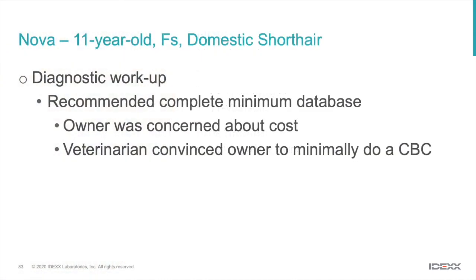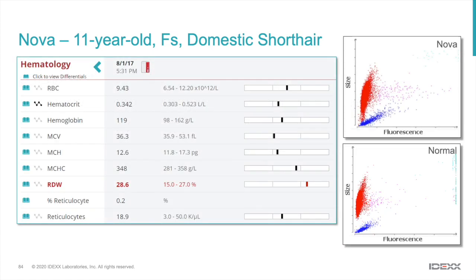They also recognized some muscle wasting along the spine and moderate dehydration. The obvious diagnostic workup in Nova would be to do a complete minimum database evaluation. However, the owner was concerned about cost, and the veterinarian was only allowed to convince the owner to do a CBC to start. The only significant abnormality in the entire CBC was a very mild increase in RDW, red cell distribution width.